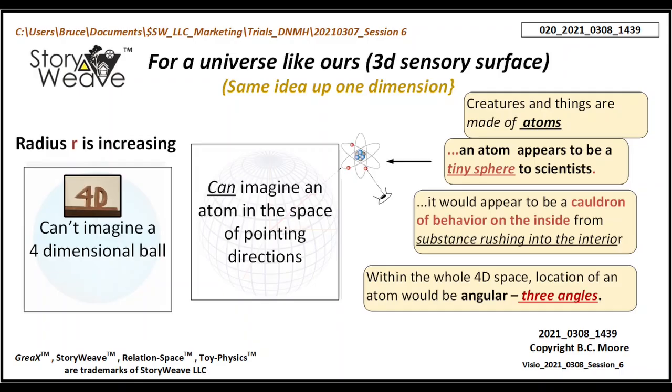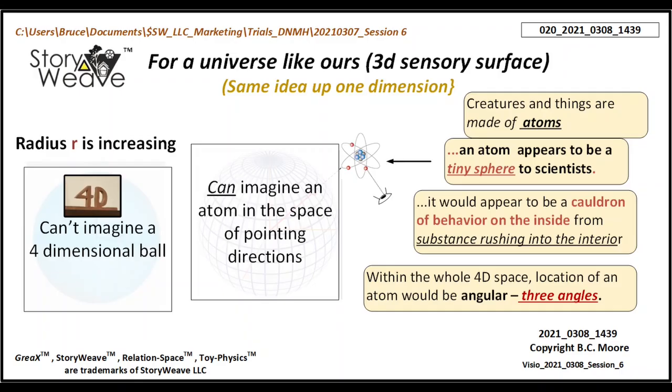Here in slide 020, you really can't imagine a four-dimensional ball, so we can't imagine what that looks like. But we can imagine an atom in the space of Poynting dimensions, which is like our atom. And we do indeed see our atoms to be a tiny sphere that's like a cauldron of behavior on the inside. So creatures and things are made out of atoms, like we are, in all objects. And atoms appear to be a tiny sphere with a cauldron of behavior. So within this kind of space, location of an atom would be angular with three angles.